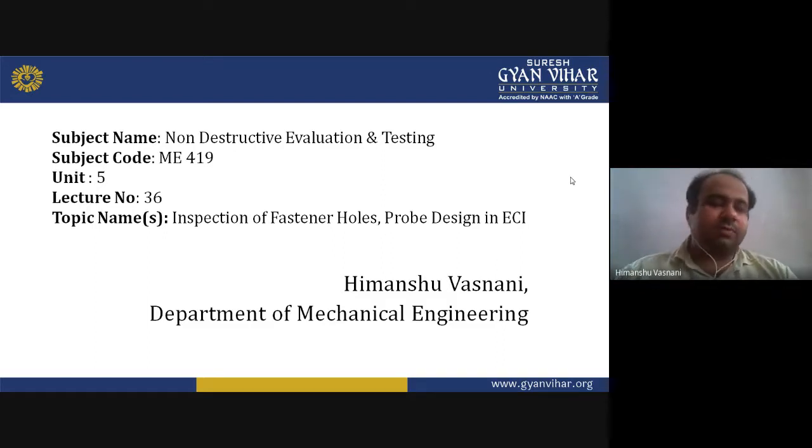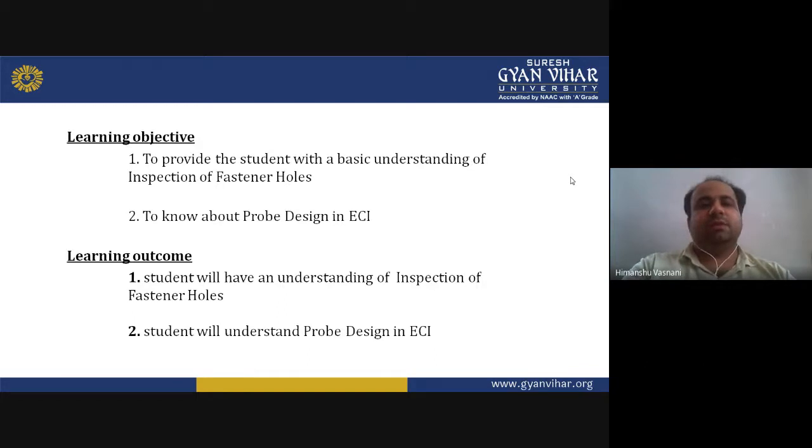Today's topics are inspection of fastener holes and probe design in ECI. ECI is Eddy Current Inspection. The objective for today is to provide students with a basic understanding of inspection of fastener holes and to know about probe design in eddy current inspection. The learning outcome after today's lecture is that students will understand the inspection of fastener holes and probe design in ECI.